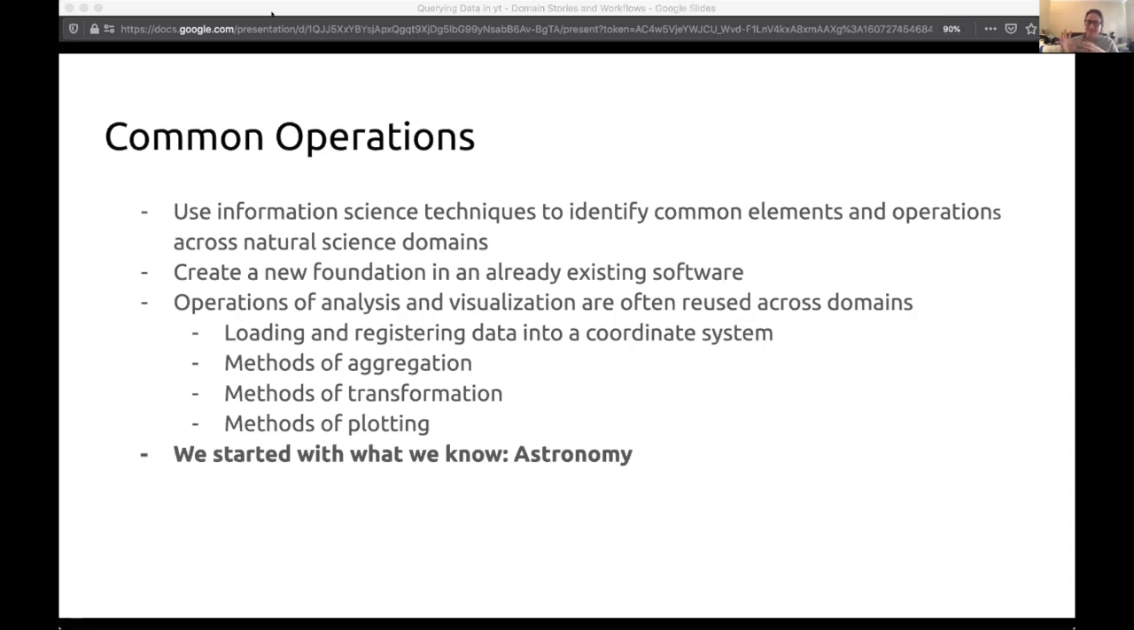So there's some astronomy assumptions that are really baked into YT that we're hoping to kind of not remove, nothing's going away, no functionality is going away, but kind of isolate as we identify some common themes and create a new foundation. So it would kind of be like a reshuffling instead of a refactoring and trimming of things. And we've identified through the past few years of work 4 groups that we think fundamental operations live in. There's loading and registering data, methods of aggregation, methods of transformation, and methods of plotting. So how are we going to begin to understand users? We decided to start with astronomy.